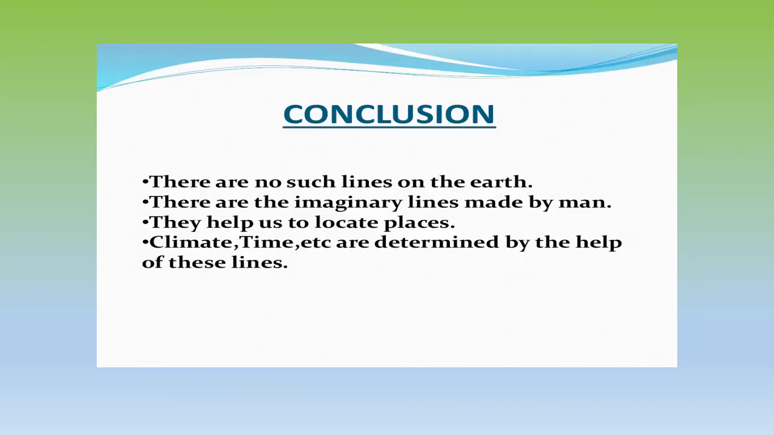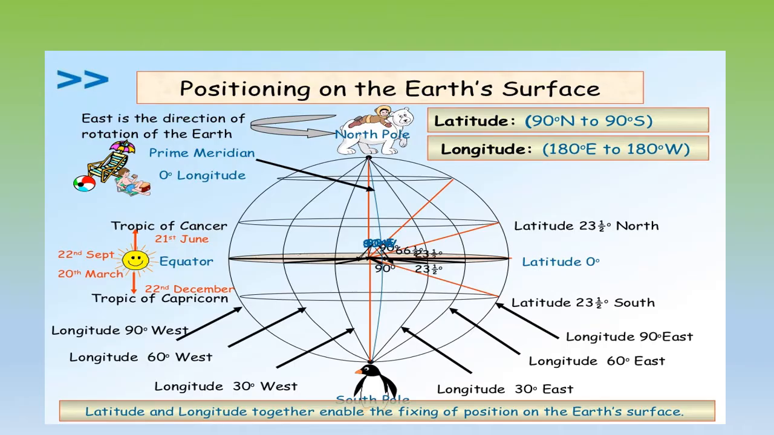Now, I just told you there's a conclusion. I've summed it up for you. There are no such lines on the earth. They all are imaginary lines. They help you to locate places, calculate time, distance, climate, etc. by using these. Now, whatever we have discussed so far, this is one summary.